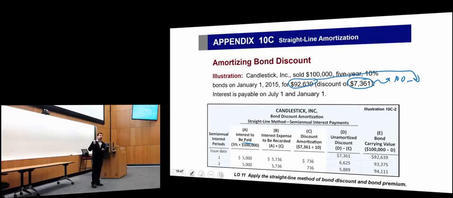5,736. On the other hand, columns A, B, and C give you the amount that will be used to make a journal entry. The journal entry will be to debit interest expense, and then you credit cash and discount. Every time, you subtract the discount amortization from the unamortized discount. That will give you the new unamortized discount.